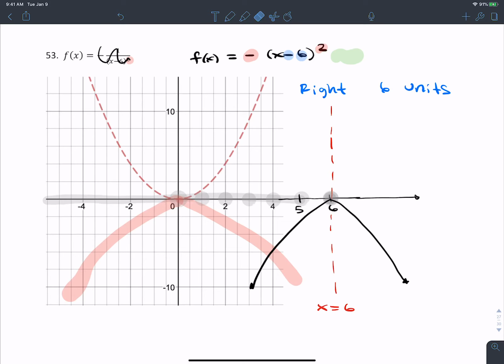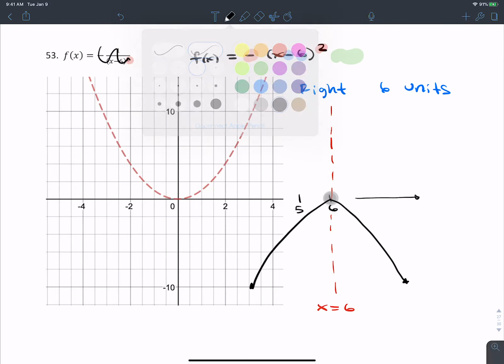We can get rid of all this reference. And essentially, this is how this looks. Let's put that line back there. The new vertex is 6, 0.